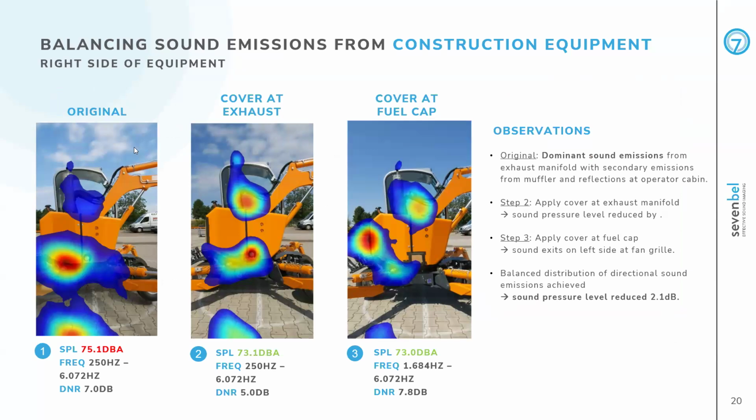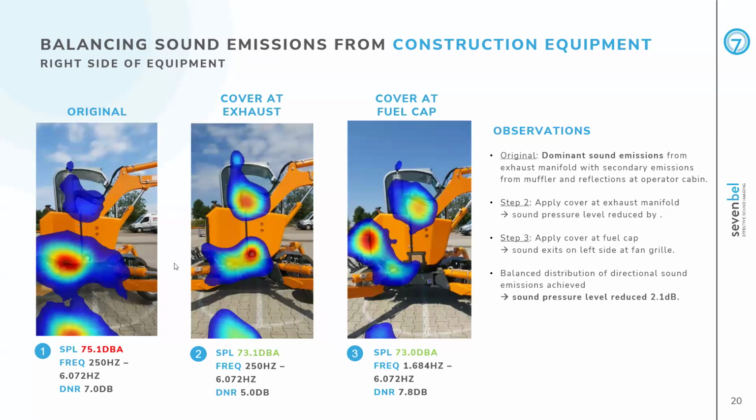When we look at the original image, we see a very complex distribution of sound sources. We have a very dominant sound source here at the exhaust manifold. We have a secondary source, which is sitting some 7 dB below. In this case, we have a 7 dB dynamic range in the acoustic image. The secondary source is coming from the muffler. We can even locate the sound at the exit of the muffler, and we can locate the reflections from the operator's cabin, from the window glass of the operator's cabin.